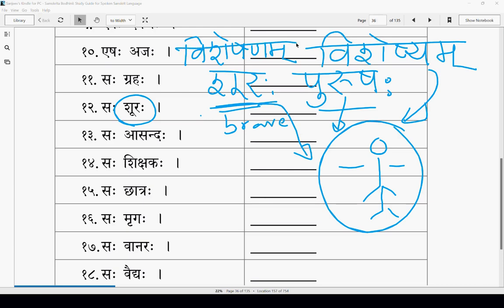There is absolutely no difference between this Shuraha and Purushaha object.